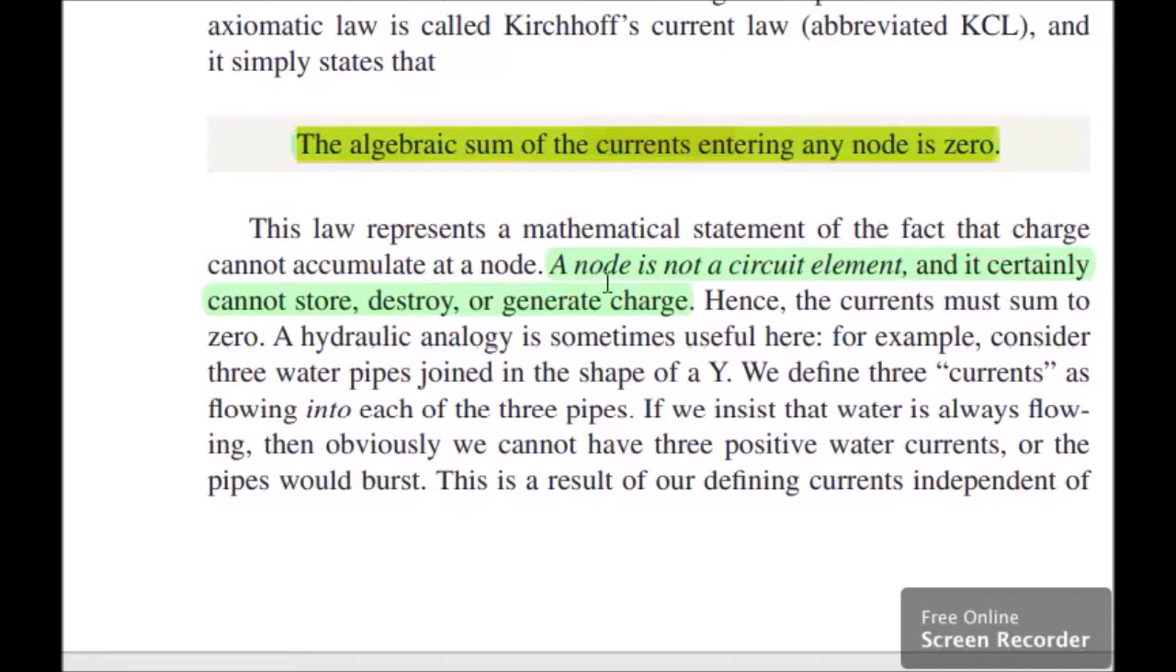Saan ba galing itong law niya? Ano bang pinanghuhugutan? Kasi daw yung node, hindi circuit element. And since hindi siya circuit element, hindi siya nakakapag-store, hindi niya rin sinisira, at hindi rin siya gumagawa ng charge. So, kung ano lang yung pumapasok sa kanya, lumalabas lang din. Wala siyang ginagawa. Okay? Walang ginagawa itong si Node. Parang security guard lang. May pumapasok na tao, edi papasukin mo, may lumalabas, edi palabasin mo. Wala siyang kinikidnap na tao.